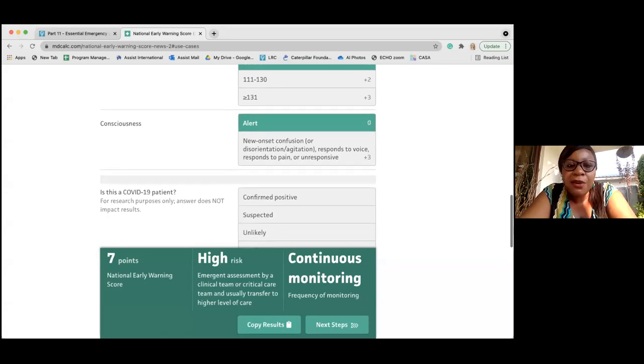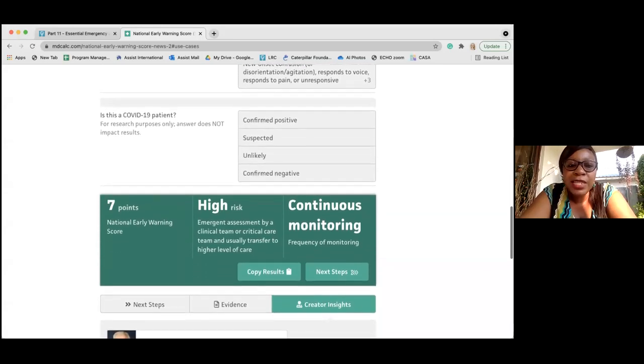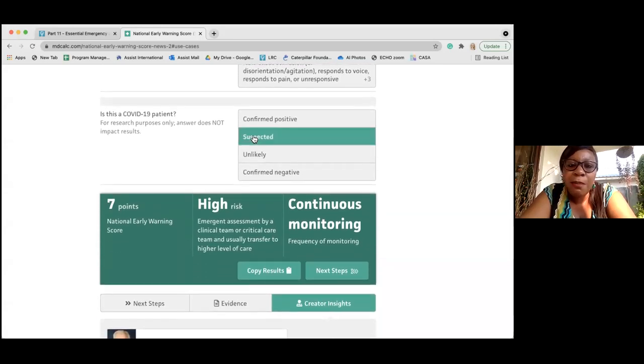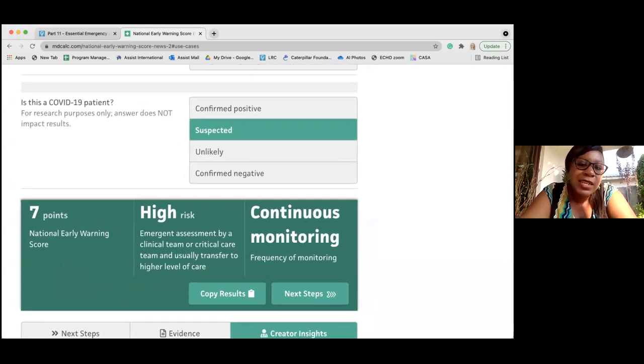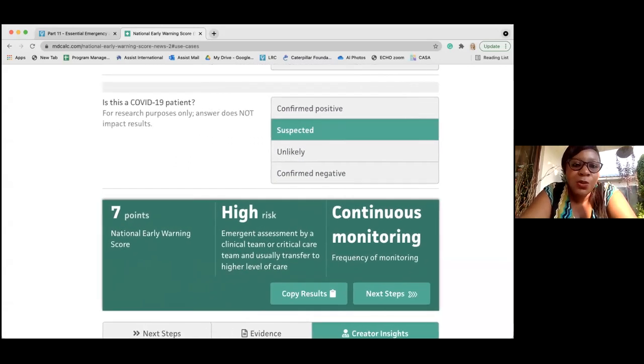The last parameter really, which has been put there, is for research purposes. It doesn't have an impact on your final results. So you just want to input, is your patient a SARS-CoV-2 patient? Are they confirmed, suspected, or are they unlikely to have SARS-CoV-2? So looking at what Sarah has inputted, you find that our patient has scored 7 points.